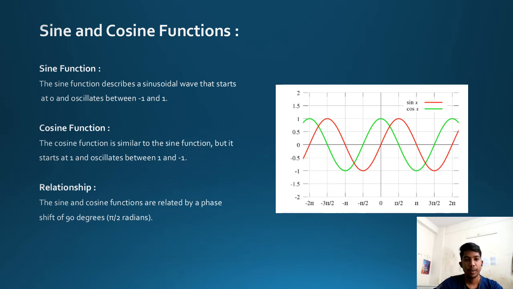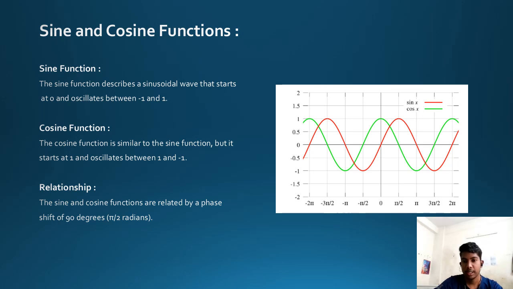Coming to the sine and cosine function. A sine function describes a sinusoidal wave that starts at 0 degrees, where the value is 0, and the cosine function is similar to the sine function but at 0 degrees its value is 1. We can see in the given graph that the red wave represents the sine function and the green wave represents the cosine function, and their variations are like this in the given graph.